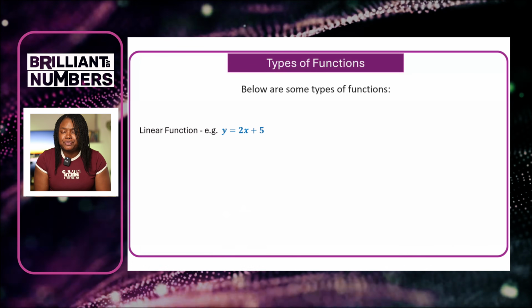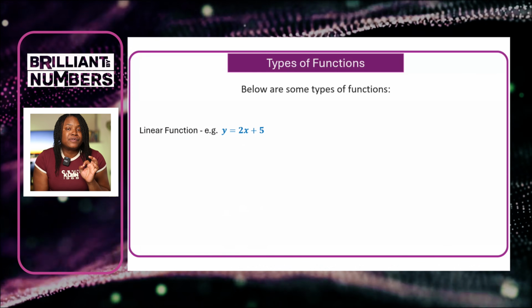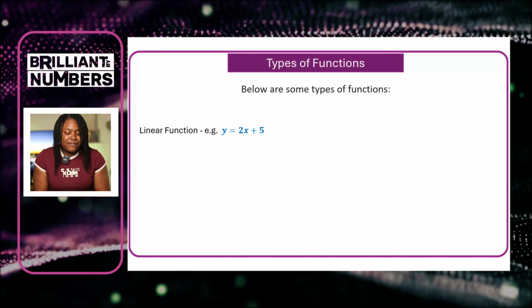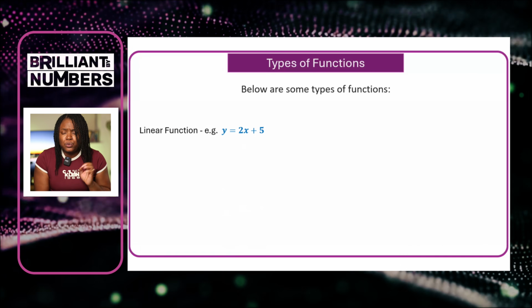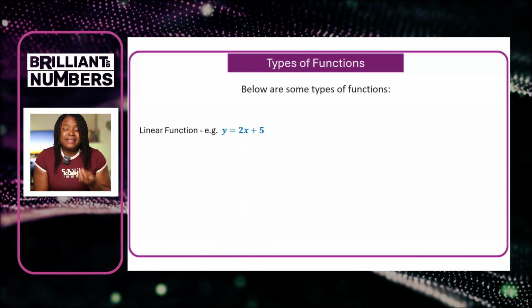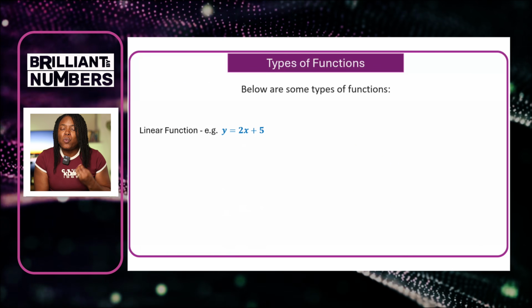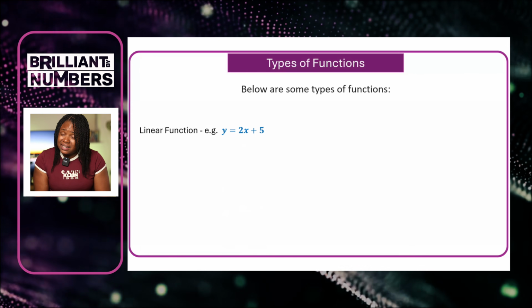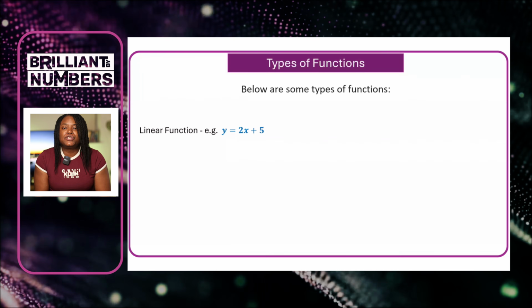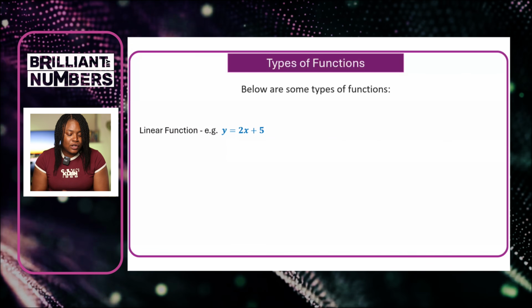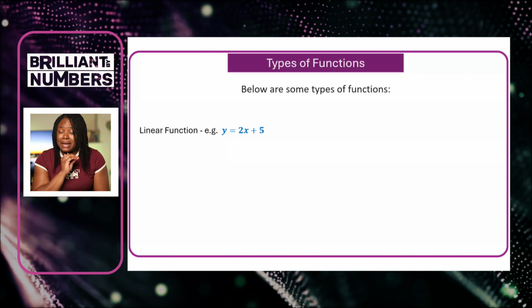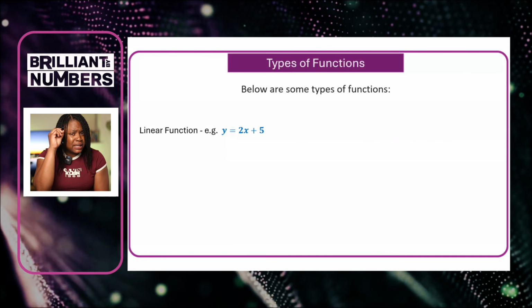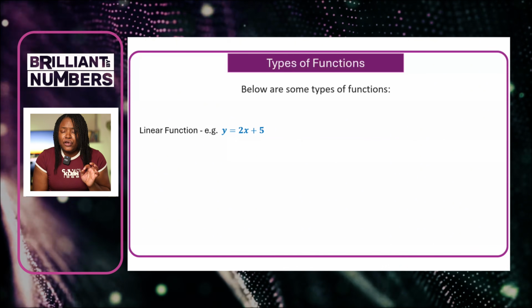So the first type here is a linear function. Now the word linear comes from the word line. So whenever we draw a linear function, we always get a straight line. These are always in the form y equals mx plus c. So here I've cited an example, y equals 2x add 5. Once you do not see a power at all, power meaning a little index, then we know we have a linear function.